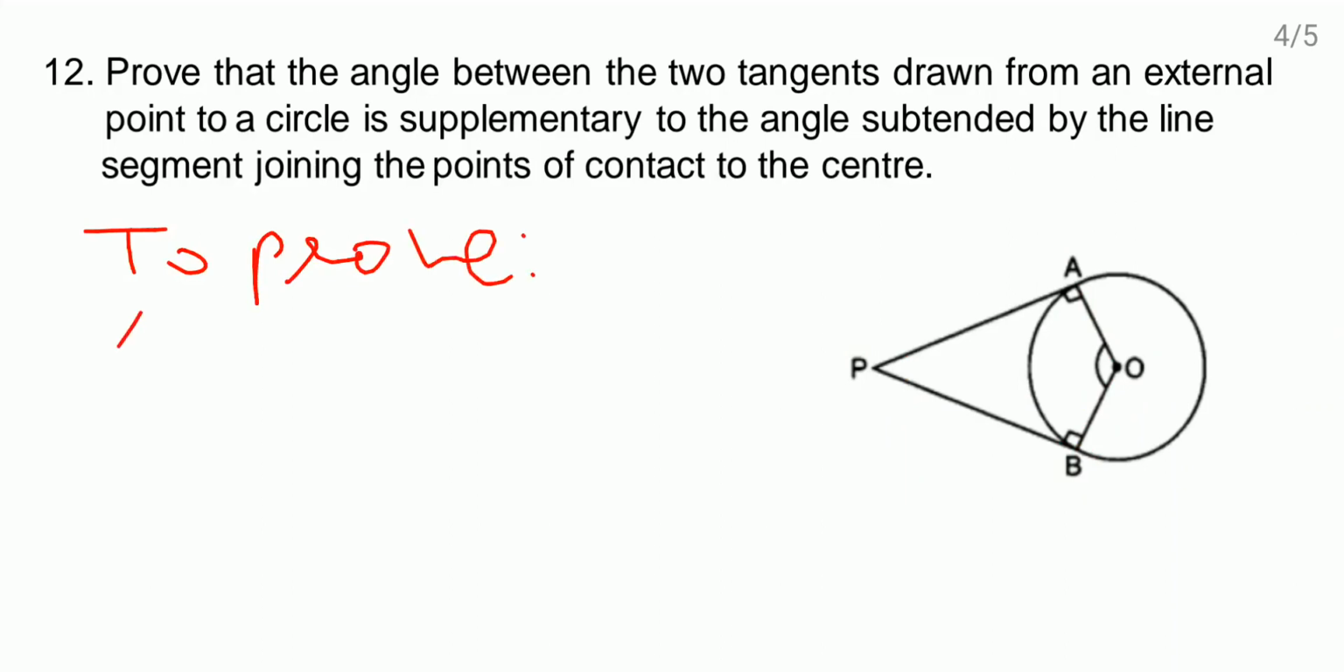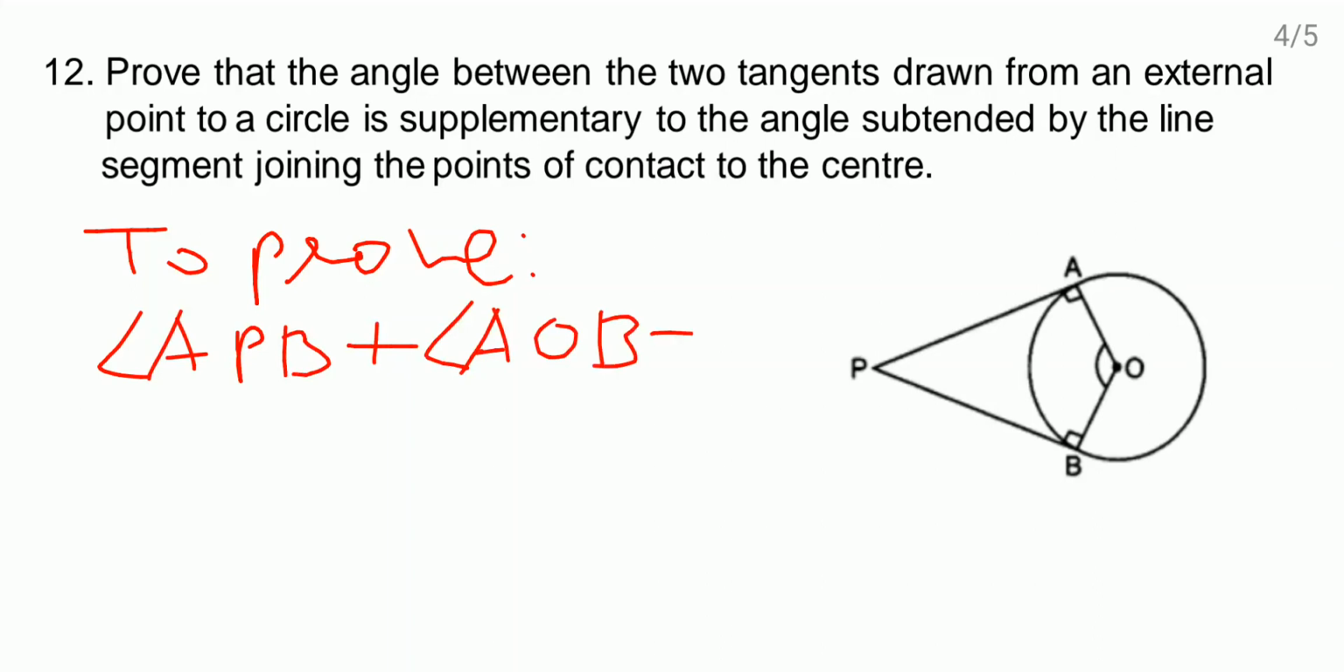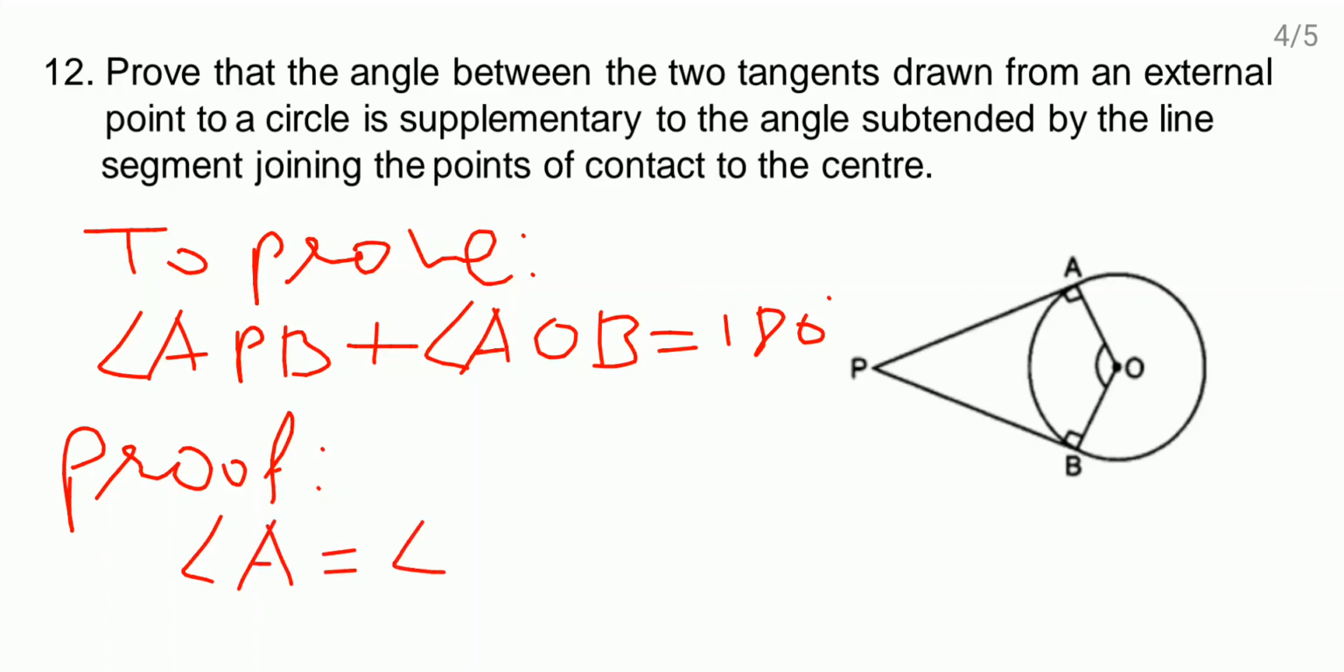To prove angle APB plus angle AOB is equal to 180 degrees. Now in the proof, what will I write down here? In the proof, angle A is equal to angle B, which is equal to 90 degrees. Reason is what? Radius is perpendicular to the tangent, or tangent is perpendicular to the radius, one and the same.